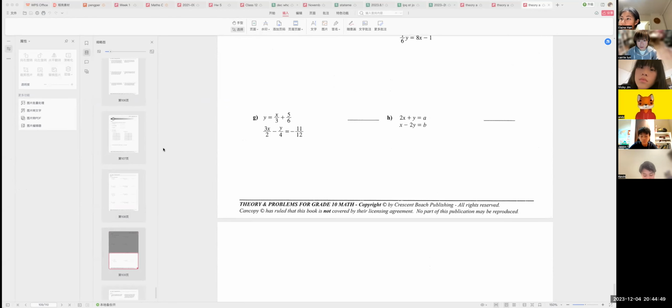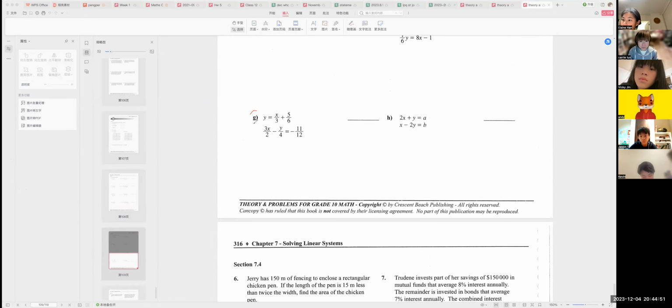Same thing. We didn't practice the fraction part, so number G and number H. Oh, sorry, just number G. Boys and girls, just number G.